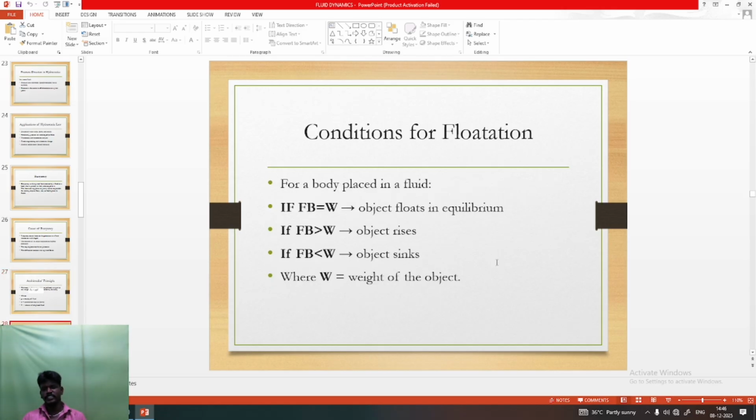Condition for flotation. For a body placed in a fluid, if the buoyant force is equal to the weight, it floats in equilibrium. If the buoyant force is greater than the weight, the object will rise. If the buoyant force is less than the weight, the object will sink. This is the condition for flotation.